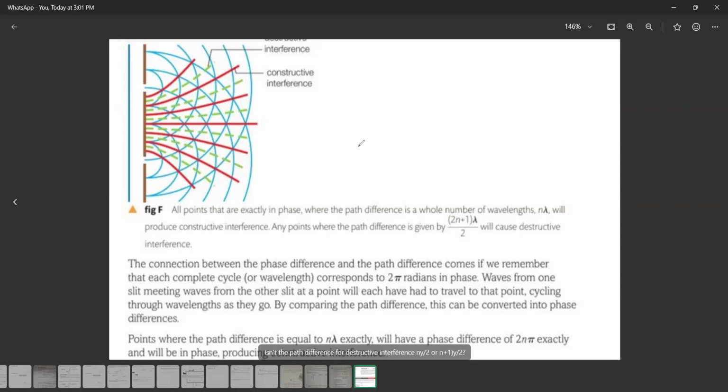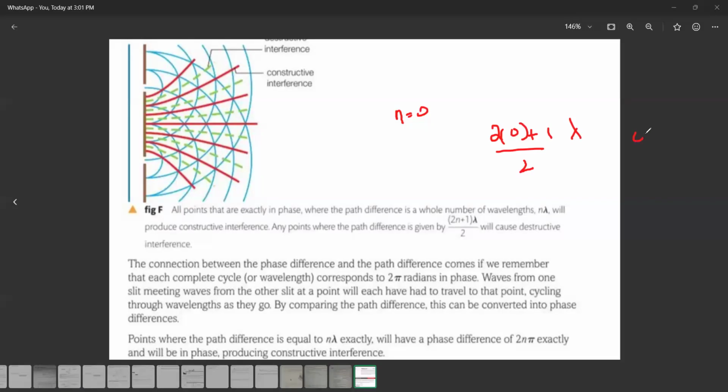What does it mean? If I put n equal to 0, it will be 2 multiplied by 0 plus 1 over 2 lambda. So 2 multiplied by 0 is 0. So this will be 0 plus 1 by 2 lambda, or it will become 1 by 2 lambda. So we got half wavelength. It means when there's half wavelength, it means destructive interference.